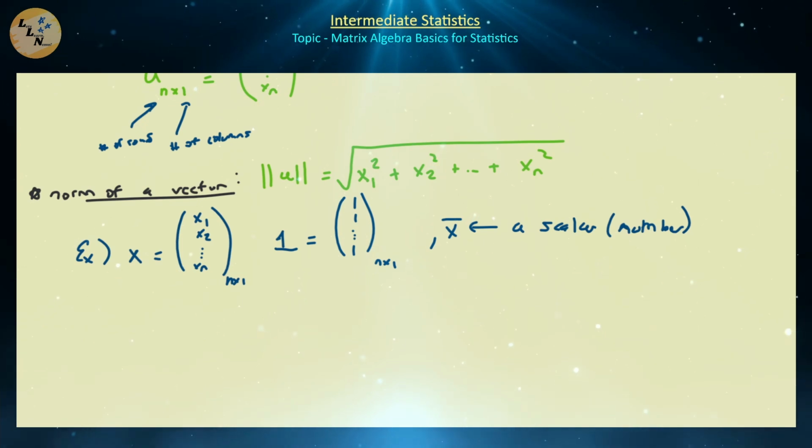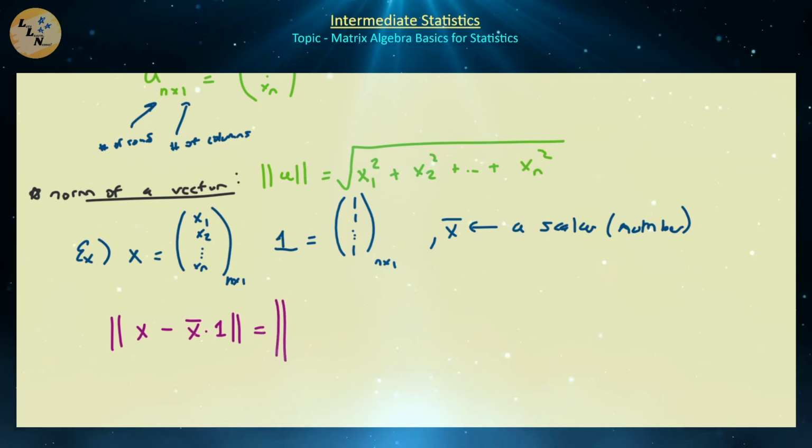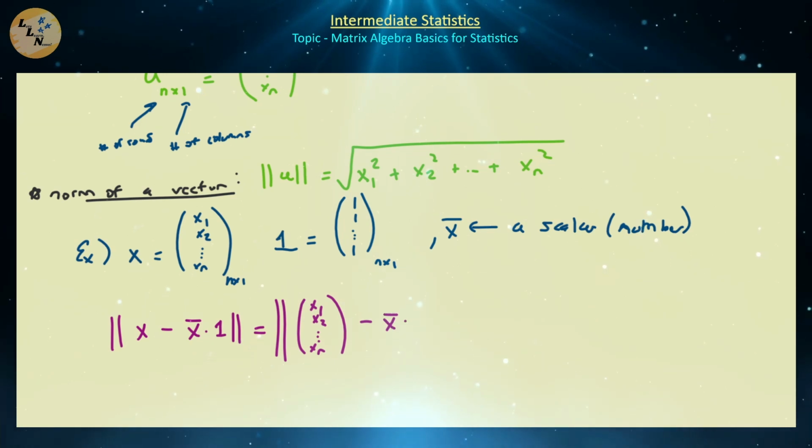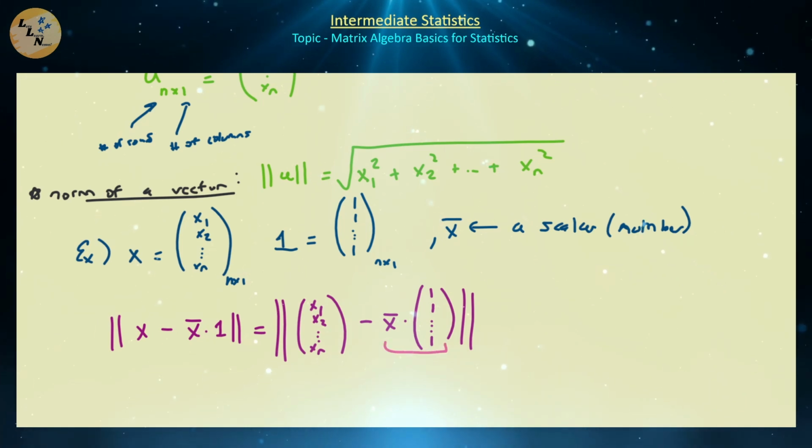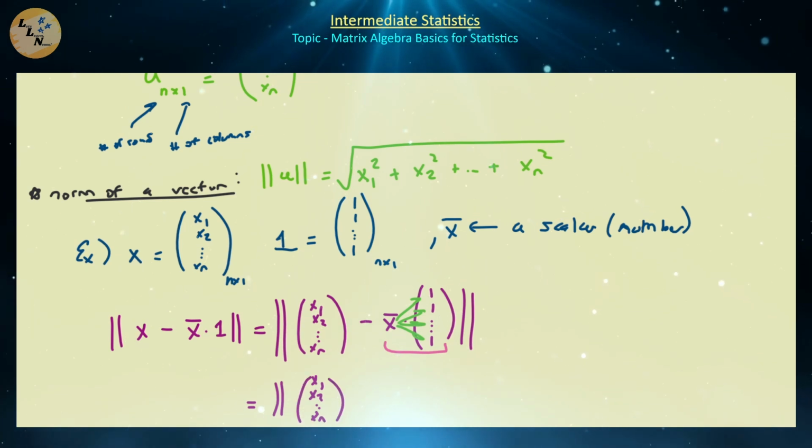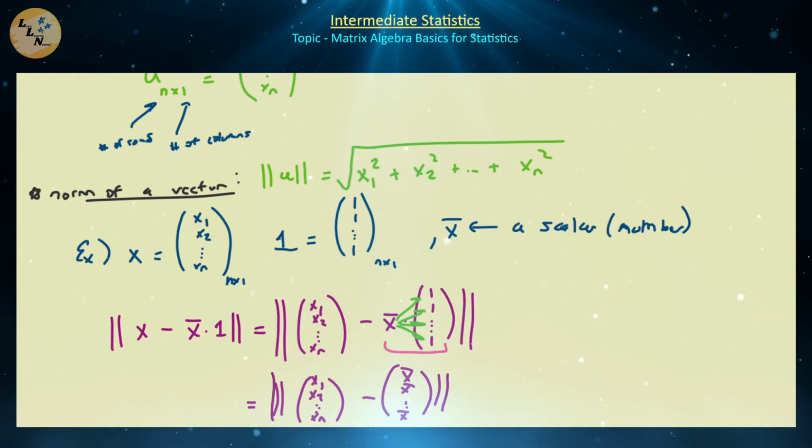And let's consider the norm of the vector x minus x bar times that vector 1. So what exactly does that look like? That's going to be equal to the norm of the vector x1, x2 down to xn minus x bar times the vector 1, 1 down to 1. So how do we do scalar multiplication by vectors? We're just going to multiply each of those components by x bar. And that's just going to be equal to x1, x2 down to xn minus x bar down to x bar, and there's going to be n of them, of course.